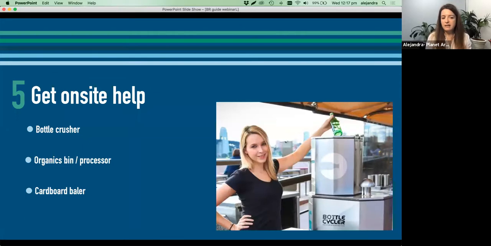And finally, a cardboard baler. Let's say that you are a shop or a supermarket. This is something you can invest in so you can compact all your cardboard. When the truck comes and picks that up, it will be the same amount of weight, but a lot less volume. So you will be able to fit more waste into the truck, and that would involve a lot of cost savings.